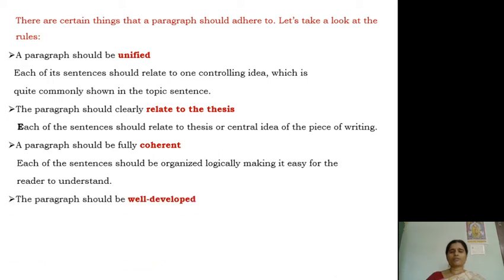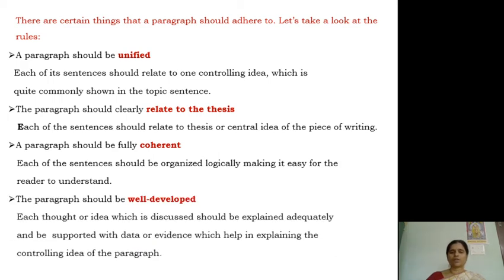And a paragraph should be well developed. That means each thought or idea which is discussed should be explained adequately. That should give complete information so that we come to a conclusion, or we understand the thing properly. So each thought or idea should be explained adequately and be supported with data. That means we should provide all the supporting details or supporting sentences which help in explaining the controlling idea of the paragraph. Here controlling idea means the main idea.